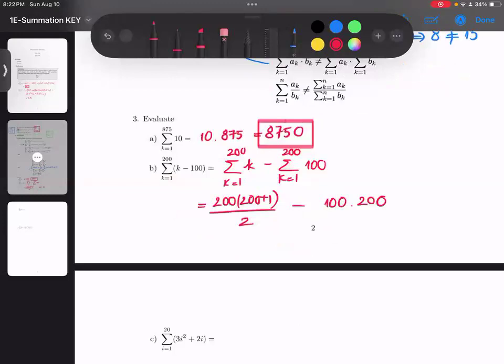The happy ending will be 20,000 minus 20,000 will be 100.